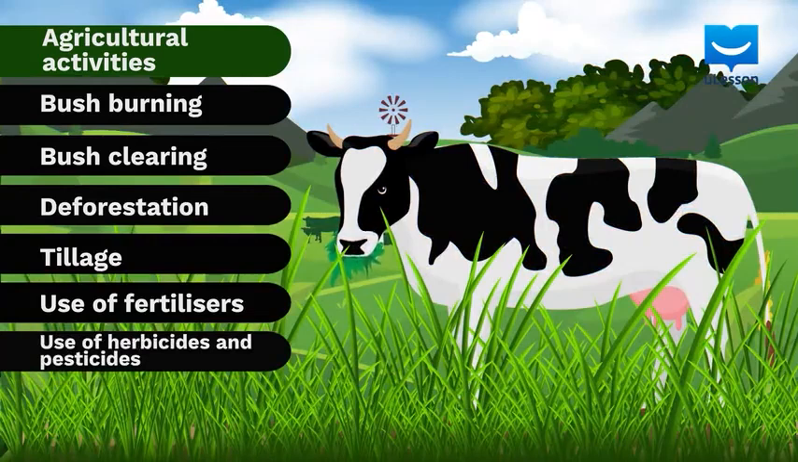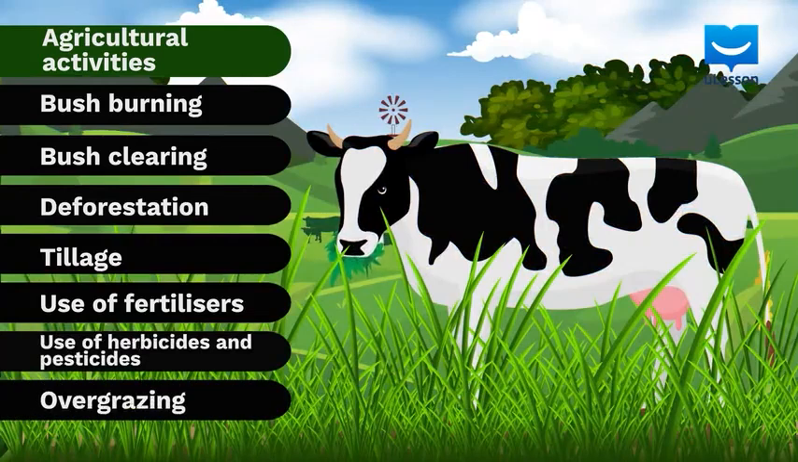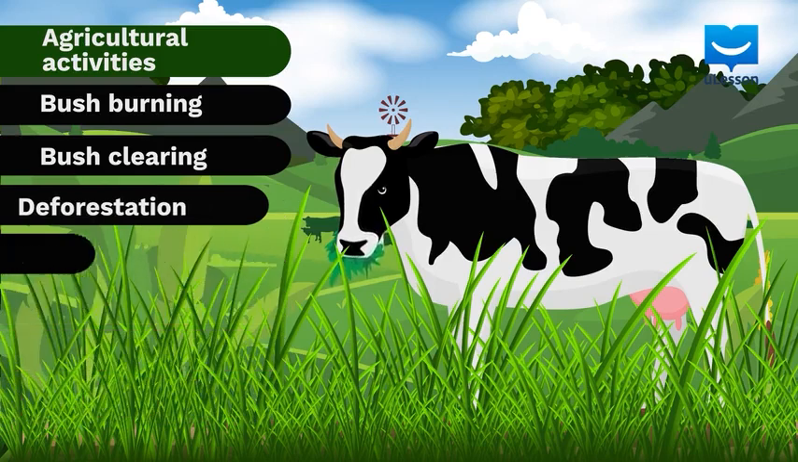Animal farming may also lead to overgrazing when the herbivores we keep eat excessively and cause the area to become bare. Let's look at these activities one after the other to see how they affect the ecosystem.